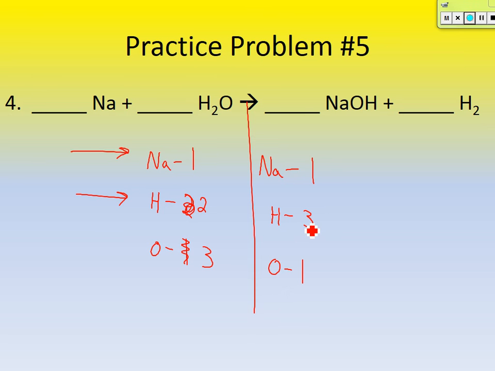What's the next even number I can try and get to? 4. Okay, how can I make my hydrogens 4 here? If I put a 2 right here, now that gives me 2 hydrogens here and 2 hydrogens here. Doesn't that get me to 4? Okay, can I get to 4 on this side? What do I need right here? A 2. So that gets me to 2 times 2 is 4. But how many oxygens do I have now?